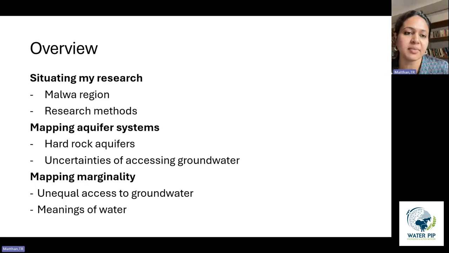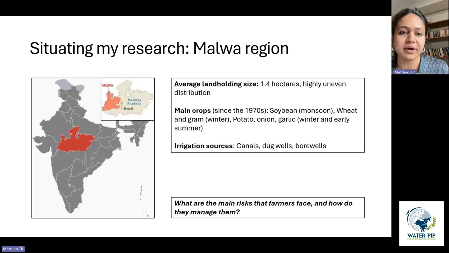I'll first situate my research a little bit in the Malwa region of central India and talk a little bit about the research site and methods. And then I'll talk about mapping aquifer systems in central India and some of the uncertainties associated with groundwater in the region, and then finally talk a little bit about mapping marginality and the kinds of inequalities that exist vis-a-vis access to groundwater.